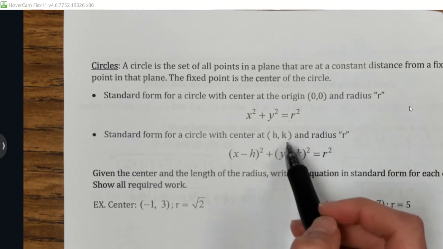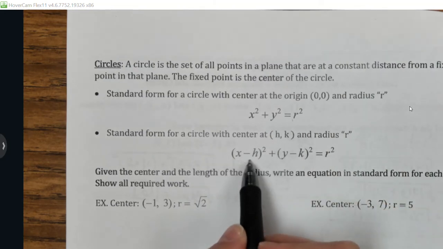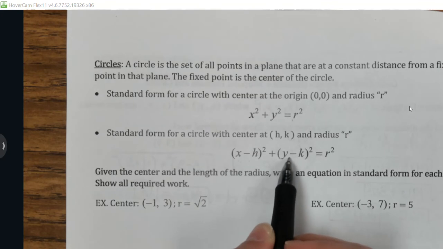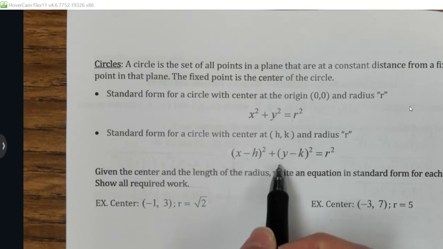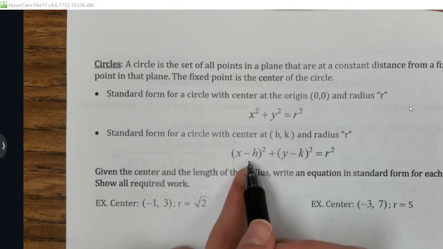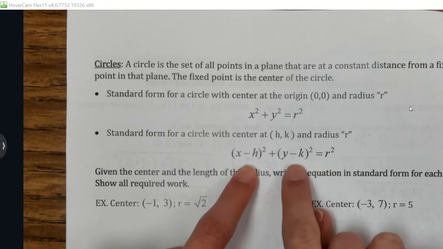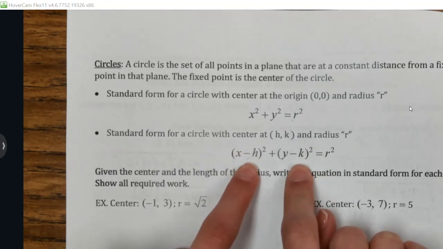If it has a center other than the origin, so if its center is (h, k), your formula is (x minus h) squared plus (y minus k) squared equals r squared. Okay, remember that this is similar to vertex form for a quadratic. It's the opposite of. So if it's x minus h squared, just like it was for quadratics, it's the opposite value of h. So here it's the opposite value of both of those x and y terms from your center.